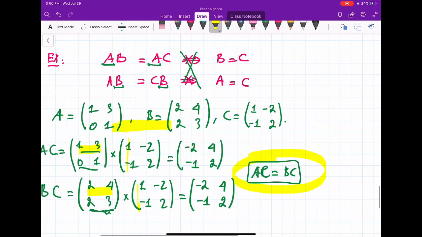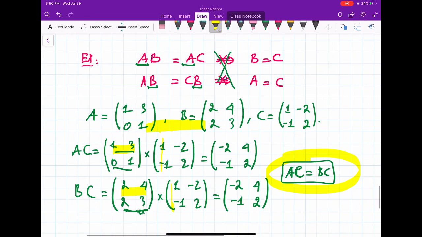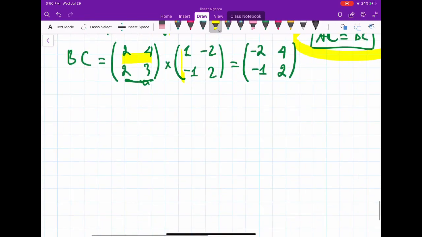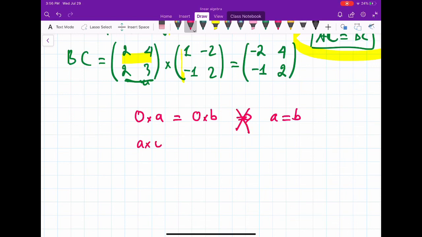Actually, for scalars, you have very similar properties. Look at this for scalars: 0 times A equals 0 times B. From here, there's no way to get that A equals B. You see? No way. If you have A times 0, that is also B times 0. Again, you cannot conclude that A equals B.